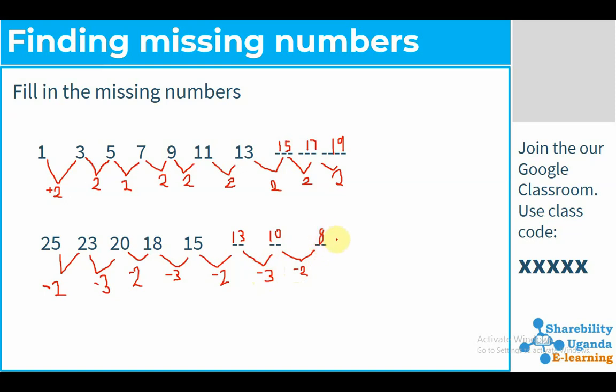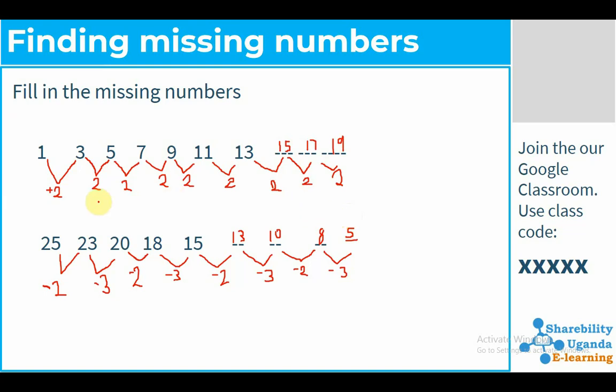If we had another number here, that number could be what? We are going to subtract a 3. So this could be minus 3. Then minus 3 shall get us 5. So this is how we come up with missing numbers, finding the missing numbers in a sequence. This is the method that you can use.